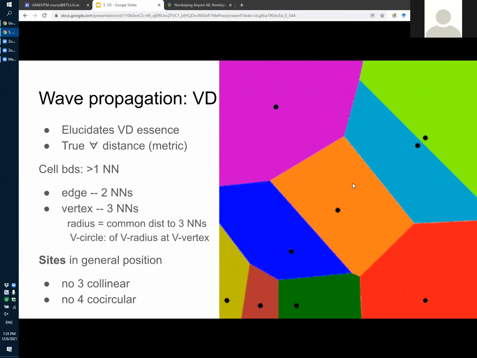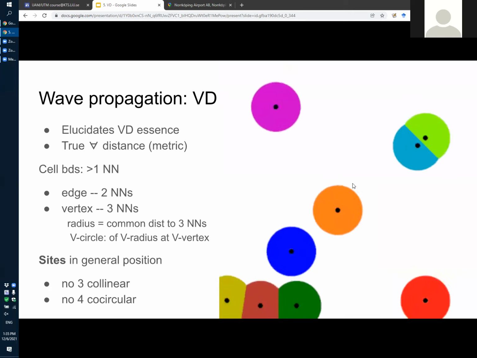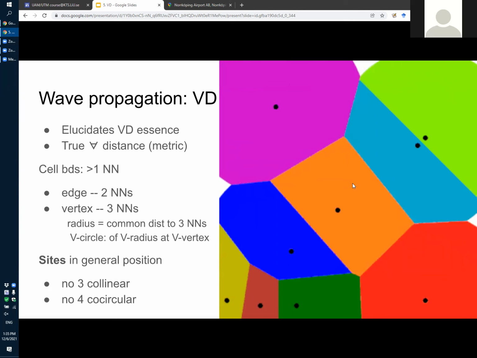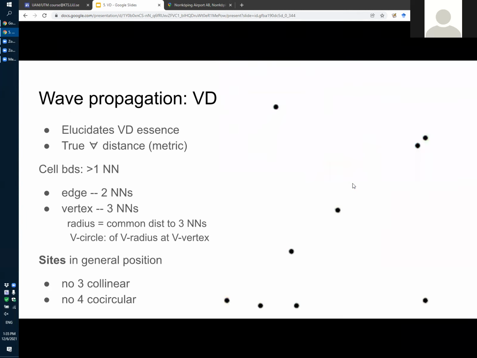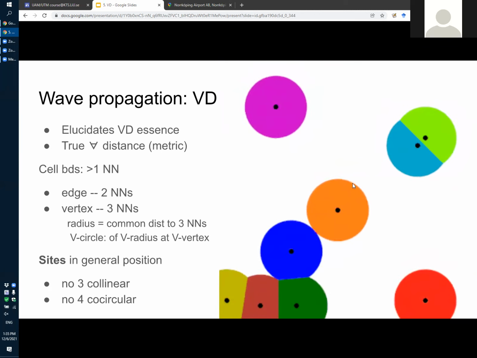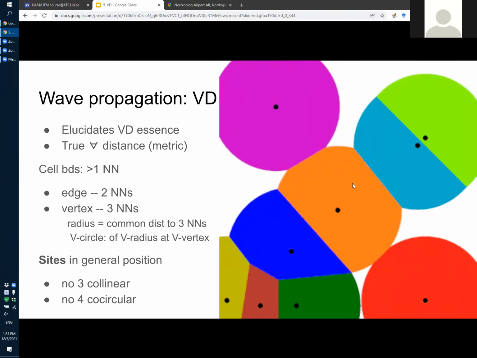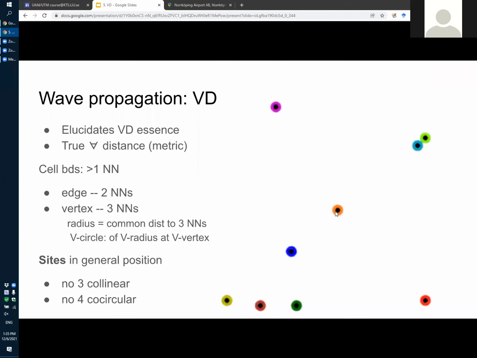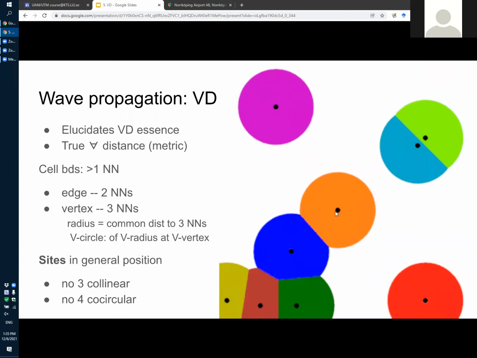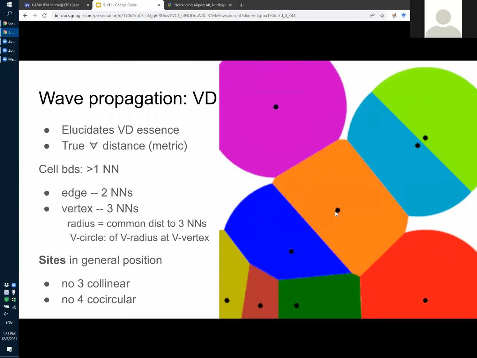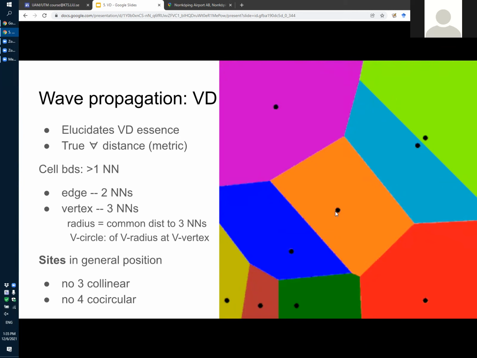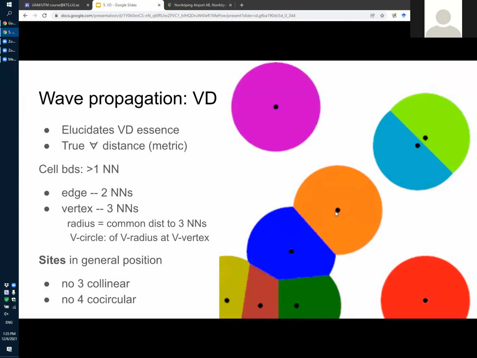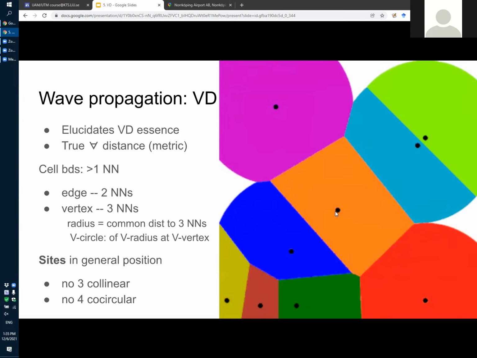So here you have an animation. The black dots are the sites, the service centers for which the Voronoi diagram is built. And you imagine that you have waves that start propagating from all the sites simultaneously. And the areas that are reached by the wave from a particular site faster than from another site are exactly the set of points which are closer to this site than to any other site. So these areas eventually define the Voronoi cells of the sites.